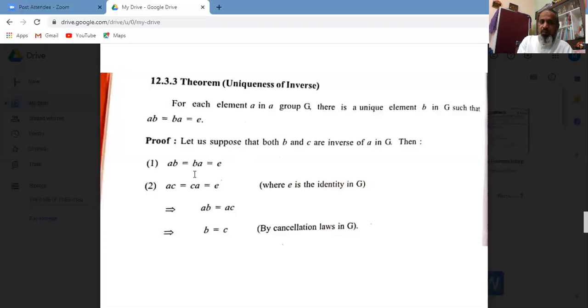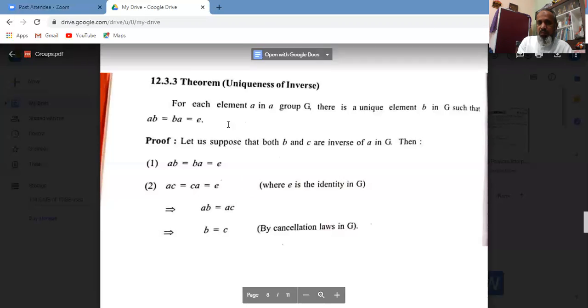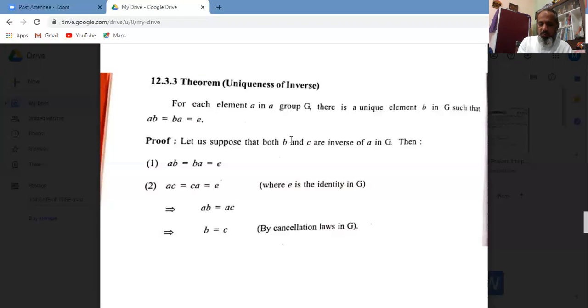So here, A into B is equal to B into A is equal to E. A into C is equal to C into A is equal to E. So from these two equations, AB must be equal to AC. If AB is equal to AC, then it is possible when B is equal to C. So this is the theorem called the uniqueness theorem.